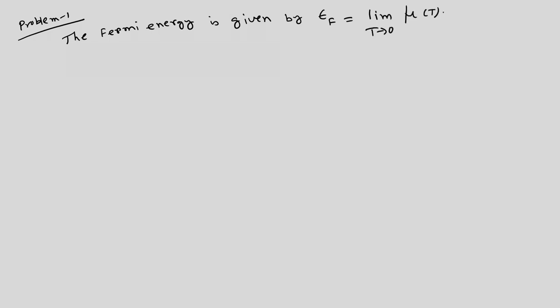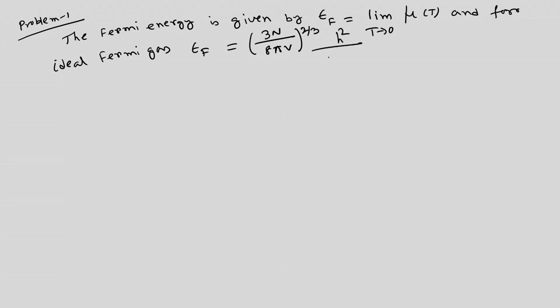The first problem is the Fermi energy, problem 1. The Fermi energy is given by epsilon_F is limit T goes to 0 of mu(T). And for ideal Fermi gas, epsilon_F is 3n by 8 pi V to the 2 by 3 times h squared by 2m.